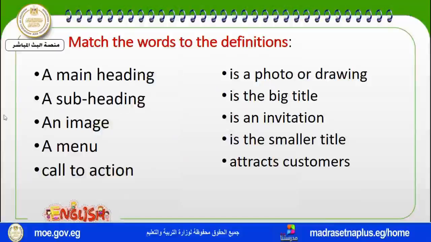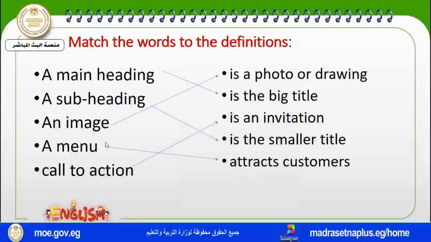These are the main parts of a flyer. So what's a main heading? A subheading, an image, a menu, a call to action. Let's match and see. Yes. The main heading is the big title. That's why it's main. While the subheading is smaller. This is the biggest one, and this is smaller than it. And the image is a photo or a drawing to attract attention. Remember, no flyer without an attractive image.